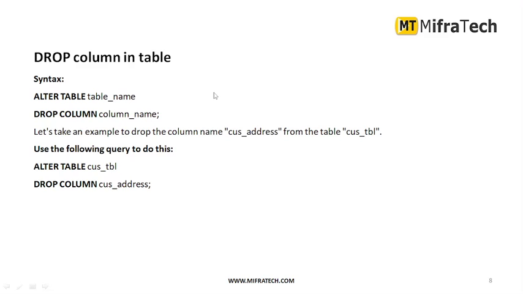Drop column in table. Here we have seen the drop command in session 1. It dropped the whole database. Here we are dropping a column, not a database. We use alter table, table name, drop column, column name. For example, alter table customer table drop column customer address. We don't want an address with the customer, so we have to drop the column called customer address.